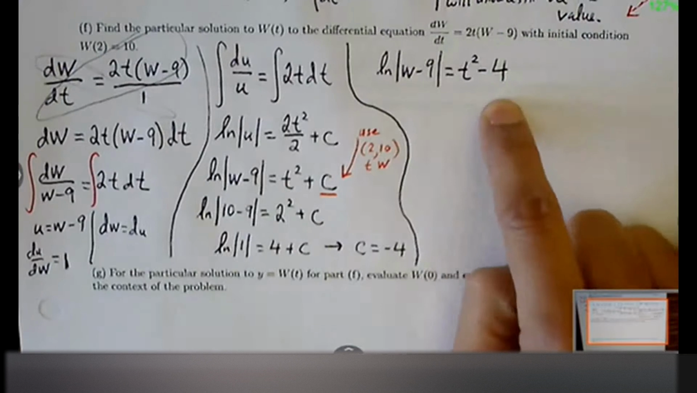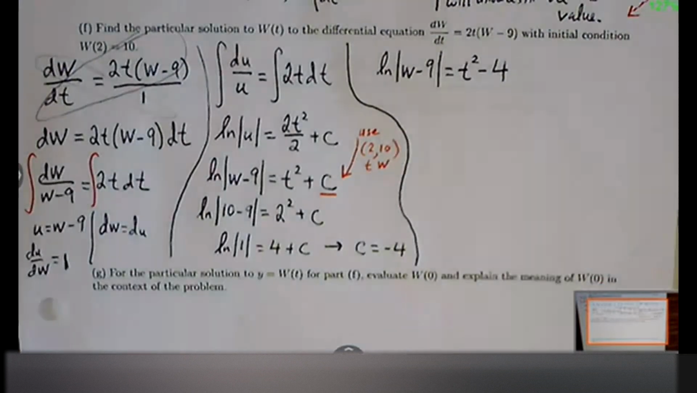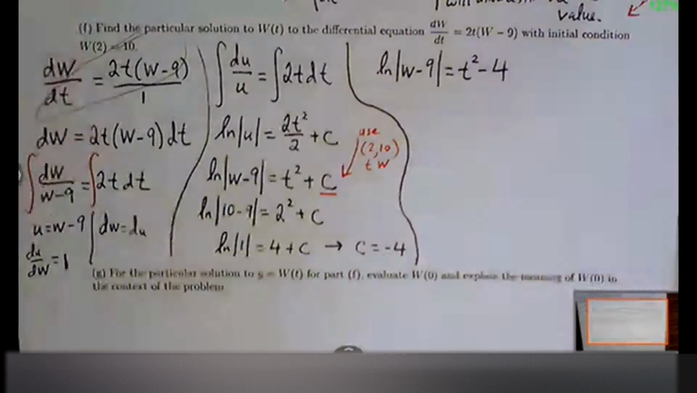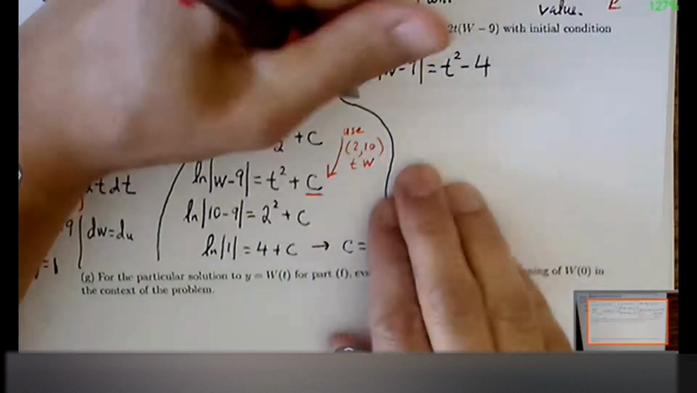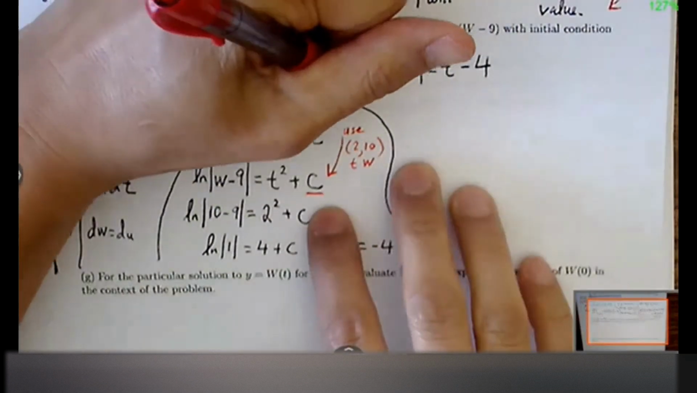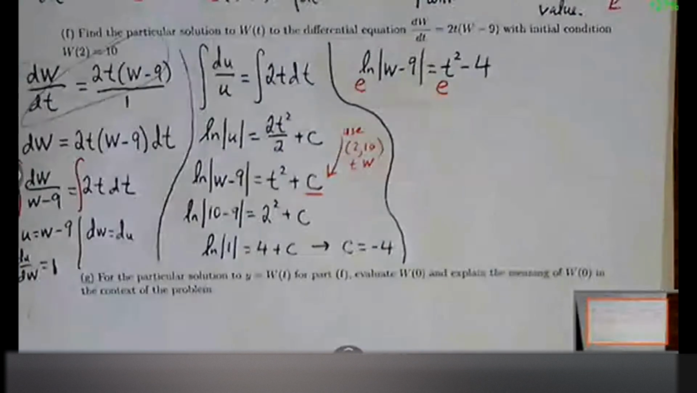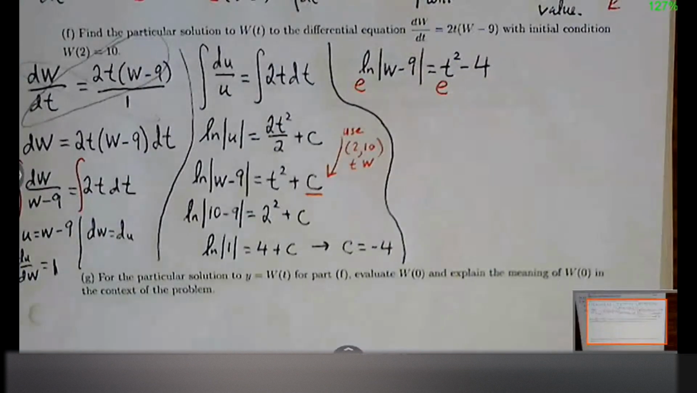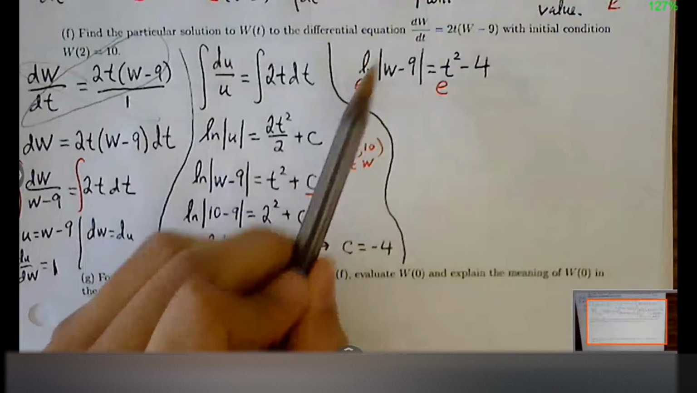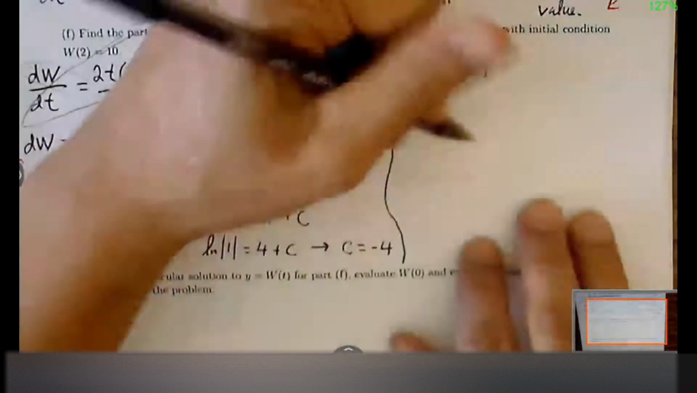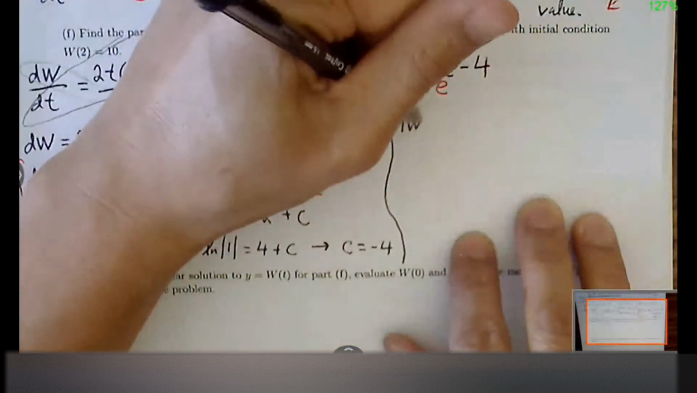Okay, I have that c value resolved. Now I want to get that w by itself. I see natural log in the problem. I want to undo that natural log, so I'll involve the inverse, which is base e. e and natural log are going to undo and cancel each other out. I'm left with absolute value of w minus 9.